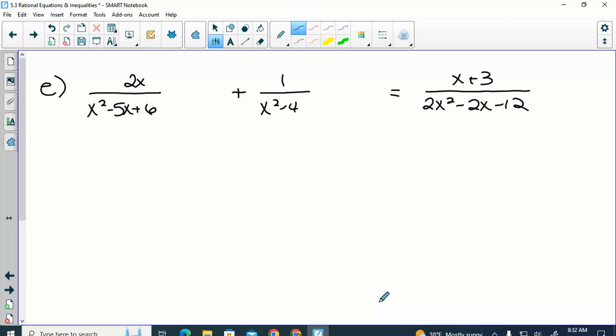Alright. What do we need to do first? Factor. I don't want to just start multiplying by all this stuff. Can we try this by ourselves first? You're on the right track.